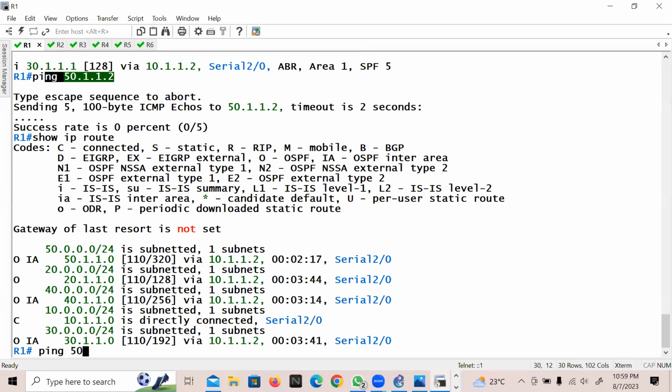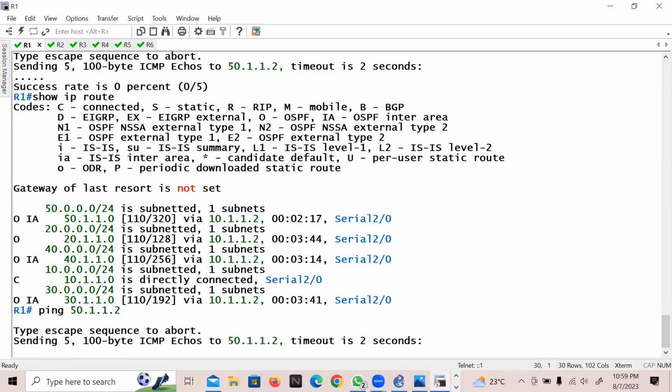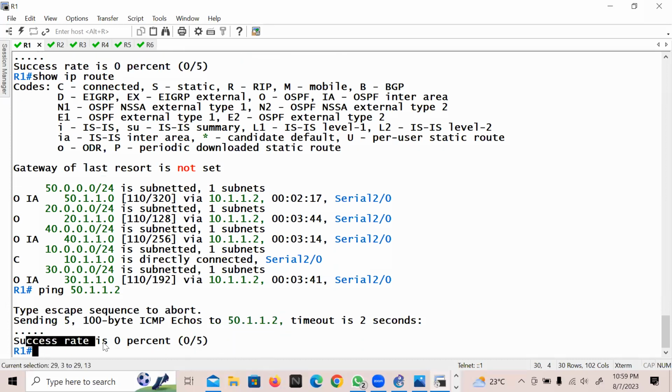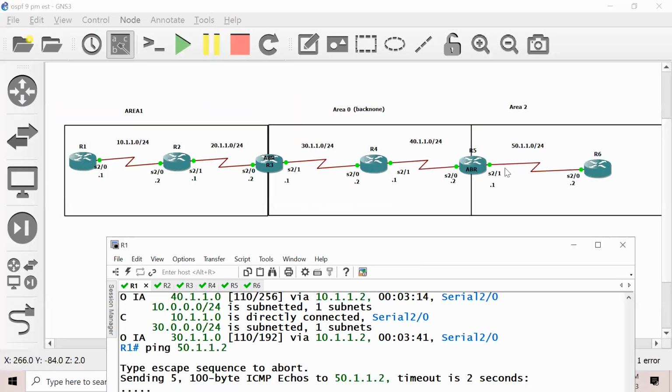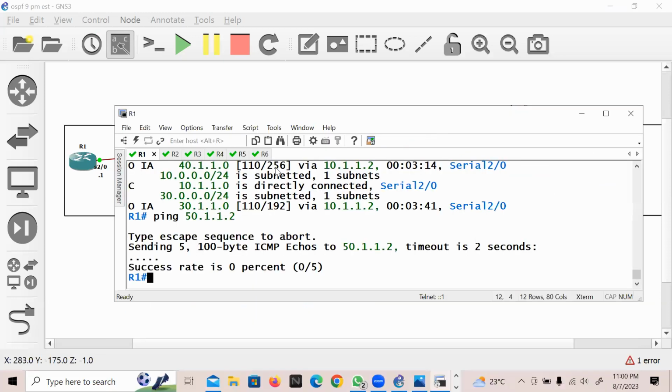Okay. I will tell you which router I have a problem with. Let me know what the problem is there. I'm trying 50.1.2. I'm trying my connectivity. Is it working or not? Success rate is 0%. I know the 50 problem will come from R5 or R6 because the 50 network is only on R5 and R6, in the middle of R5 and R6, right? So the problem will be between R5 and R6.